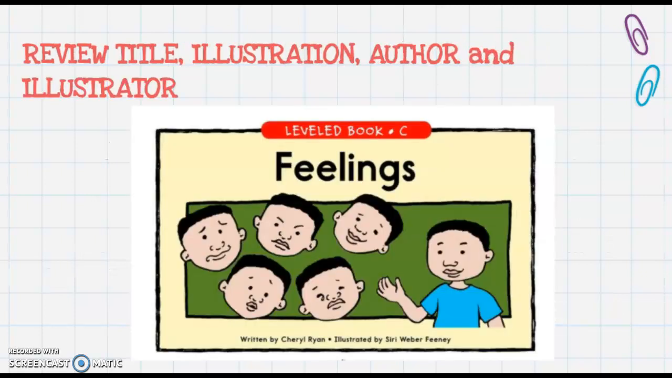So great job. We also talked this week about the title of a book, what an illustration is, who the author is, and who the illustrator is. So, who is the author? The person who writes the story. Great job. And who is the illustrator? That can be a tricky one, but the illustrator is the person who creates the illustrations, which is the pictures in the book. And then the title, can you point to the title on this page? Wonderful. The title is Feelings.